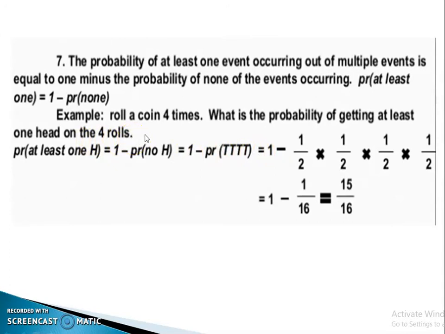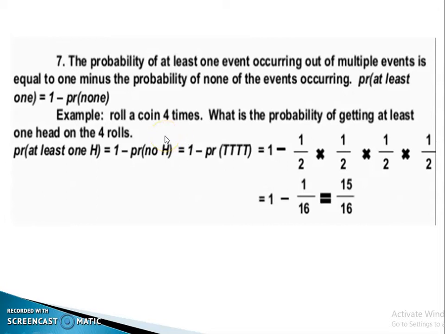Earlier you learned how to construct a sample space when a coin is tossed 4 times. 2 raised to power n, equal to 2 raised to power 4, equal to 16 possible outcomes for a sample space when we toss a coin 4 times or 4 coins are tossed once.